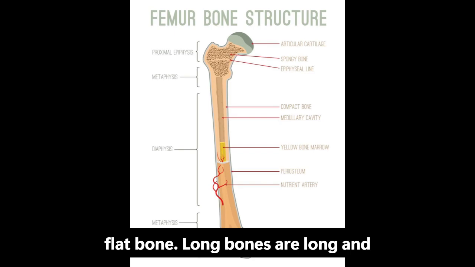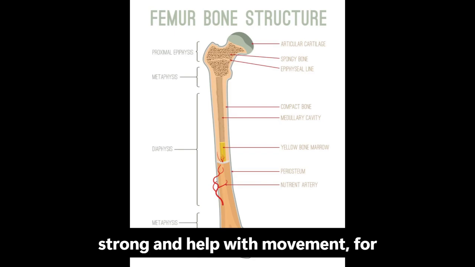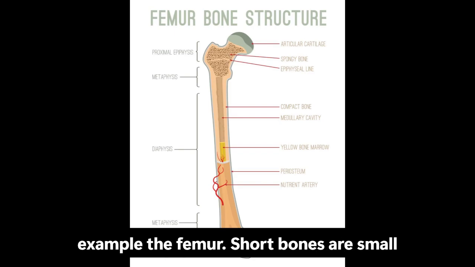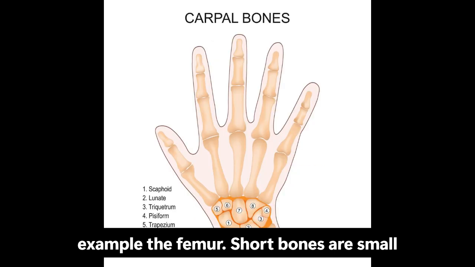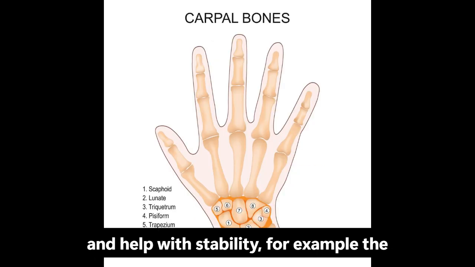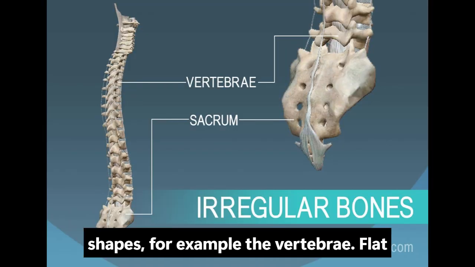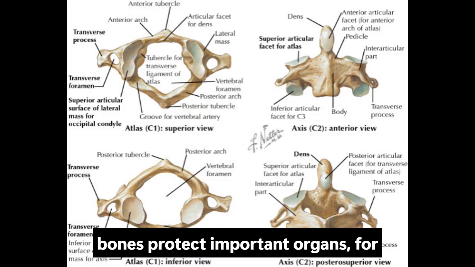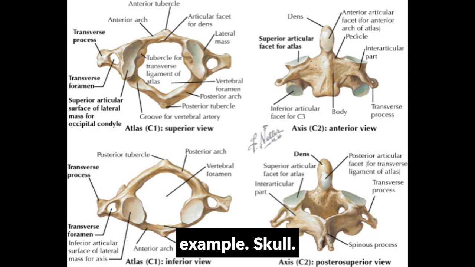Long bones are long and strong and help with movement, for example, the femur. Short bones are small and help with stability, for example, the wrist bones. Irregular bones have unusual shapes, for example, the vertebrae. Flat bones protect important organs, for example, the skull. Now that you know where all the bones in the body are, you're probably wondering what exactly each bone's job is. So let's find out.